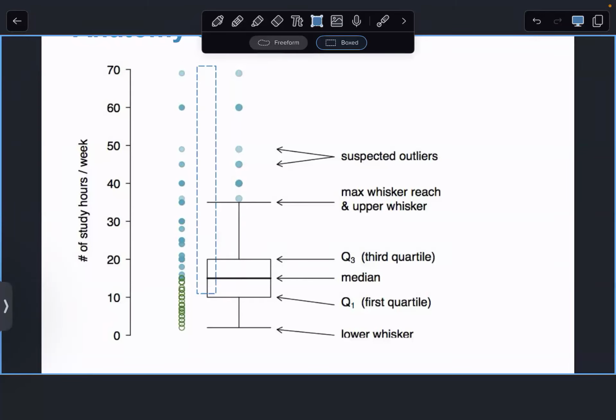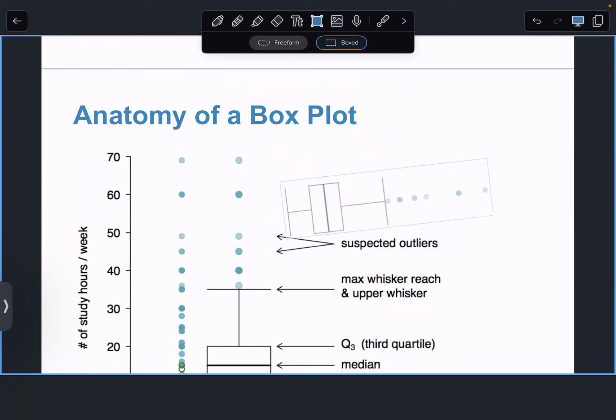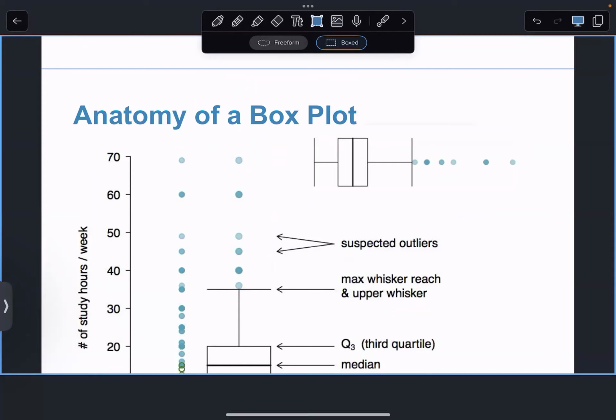Oops. I'm going to try to flip it like this. Might be more helpful.